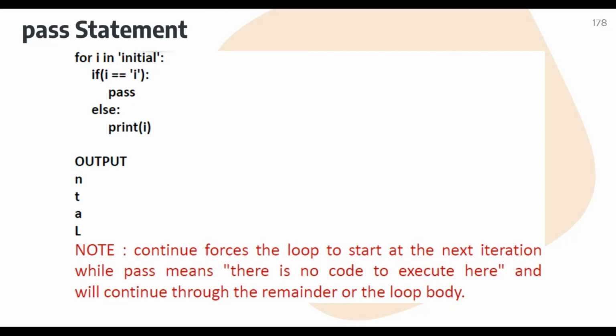Now, the pass statement example. Here you can see: for i in initial, here initial is a literal, indent, start with a colon, and then if i equals this one thing, then pass, otherwise print i, and this will print NTAL. Initial i will skip. Why? Because when i is in the count, the condition is true, so that time I have done nothing. It looks like continue, but it does not directly go to the next iteration. If this one is executed, and this one is false, then definitely it will come to the next iteration.